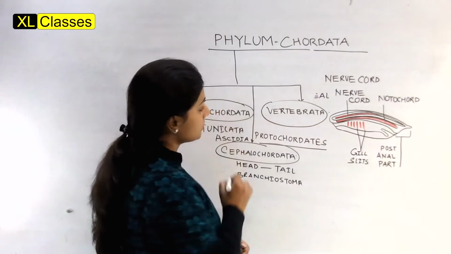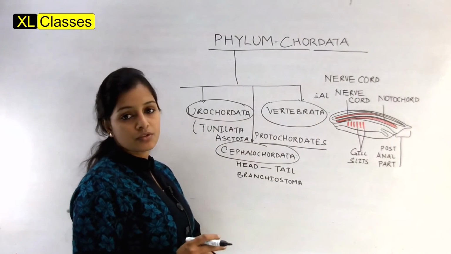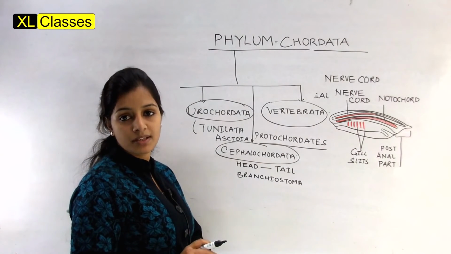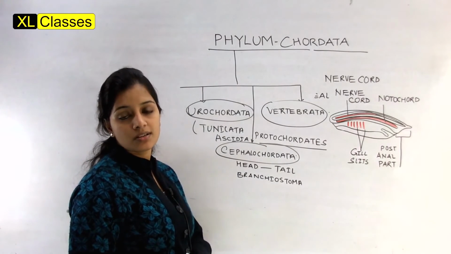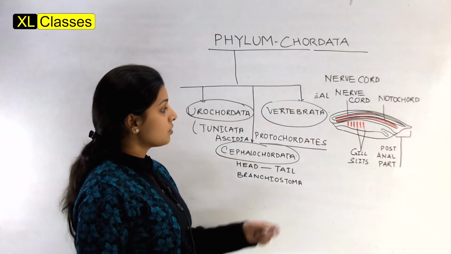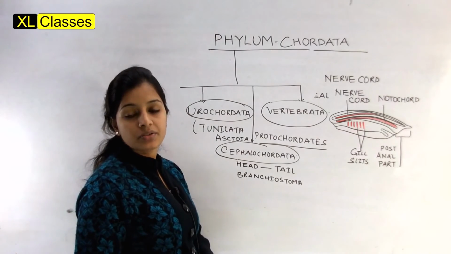Now coming to the third subphylum, that is Vertebrata. They have a notochord present in the embryonic period, which is later replaced by a cartilaginous or bony vertebral column in the adult. Thus, all the vertebrates are chordates, but all the chordates are not vertebrates.